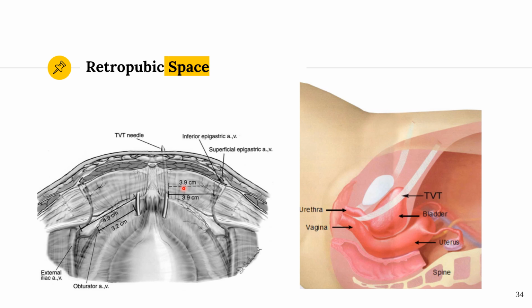the TVT needle. Therefore, if the tension-free vaginal tape needle is laterally aimed or rotated, we still can have a major vascular injury. But if we keep it medially and exactly behind the symphysis pubis, we can avoid this injury.